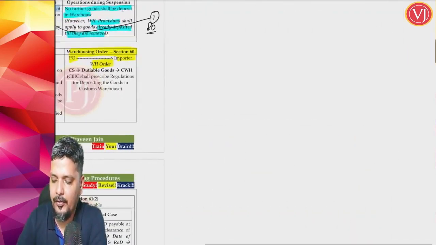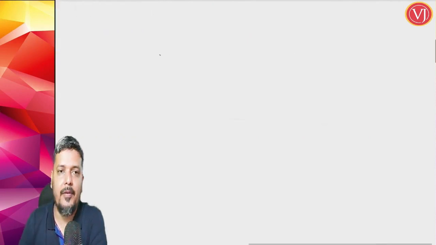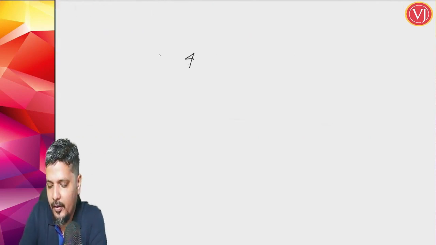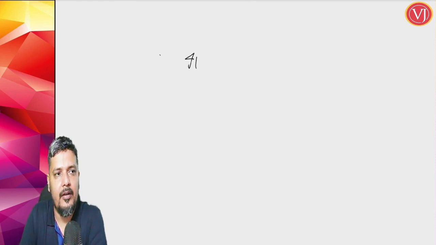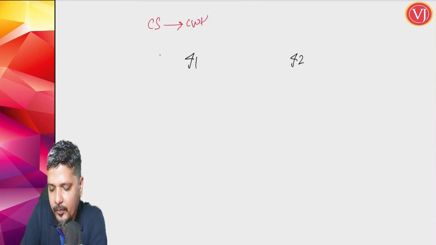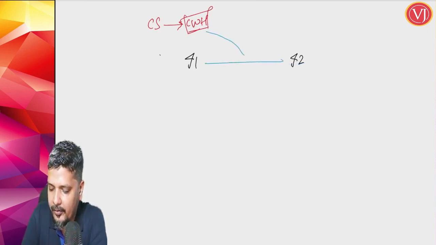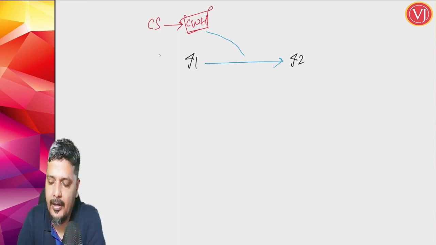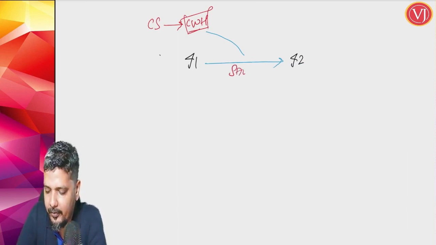Two special points of bond. First, supposing importer 1 brings the goods to the warehouse, but the title is transferred to importer 2. So it is importer 1 who has taken the goods from the customs station to the customs warehouse. But when the goods are at the customs warehouse, title is transferred, sale happens.